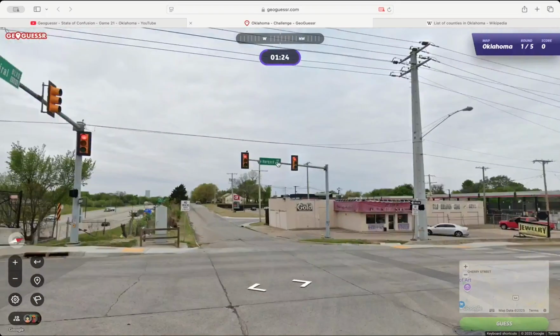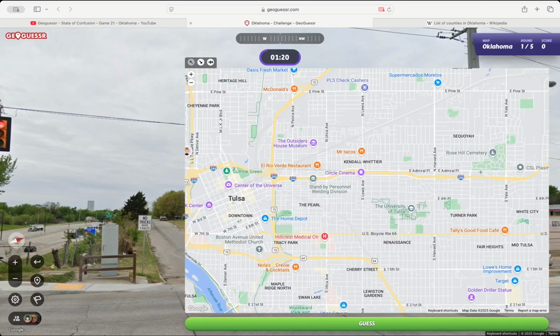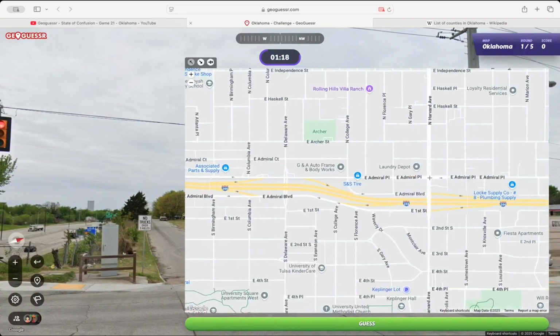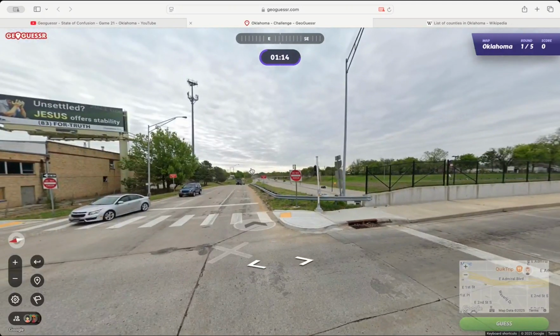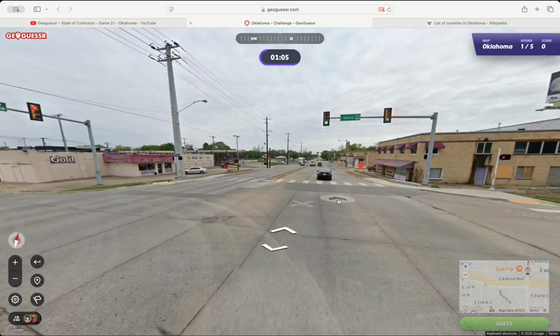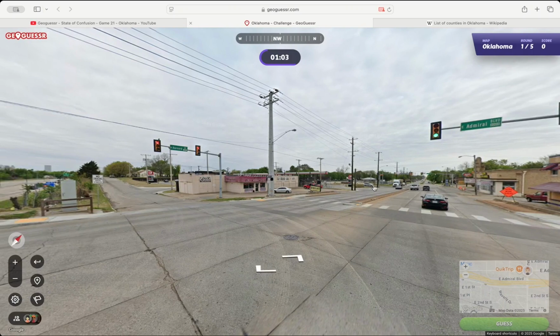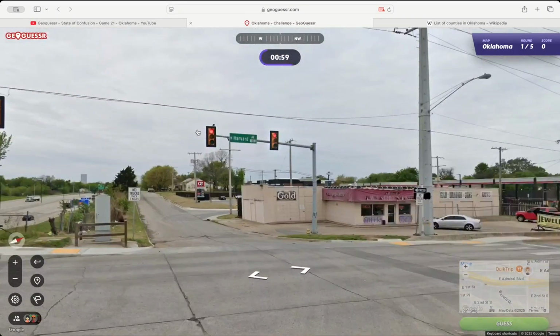East Admiral Boulevard and North Harvard. So Admiral probably is going to be this one going out here along 244, right? Because you can kind of tell here it's like a frontage road going east-west. So now that we know that we're on 244 in Tulsa, we can really quickly locate that. I'm glad we got that with a minute left. We can check out some Tulsa road signs.